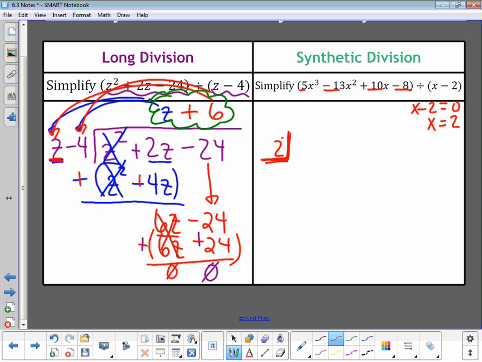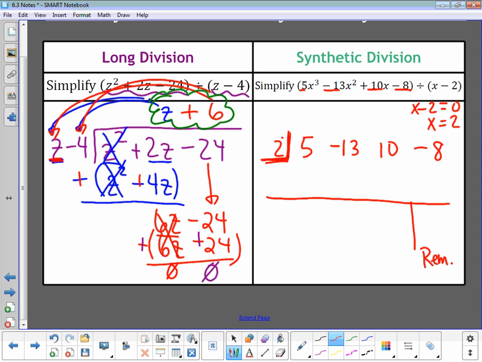Then I'm going to list out those coefficients that I found. I have a 5, I have a negative 13, I have a 10, and I have a negative 8. You need to leave yourself enough space so that you can write one number and then draw a line underneath. So I've got a little bit of space to write one number, and I'm going to draw a line. And then I'm also going to make a vertical line to tell myself that this is the remainder at the end. Okay, so that's going to be my remainder, if there is any.